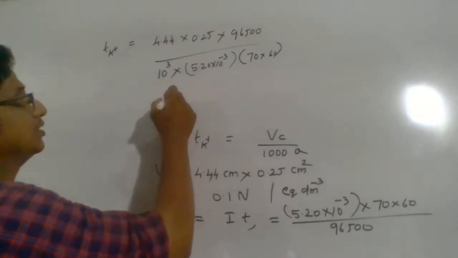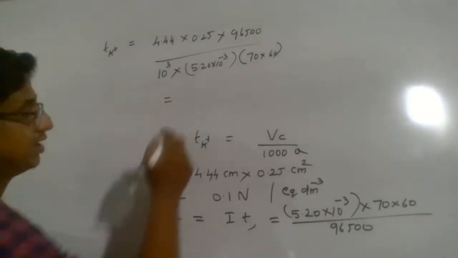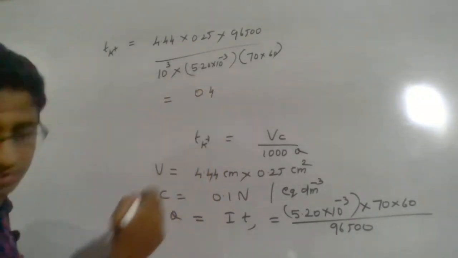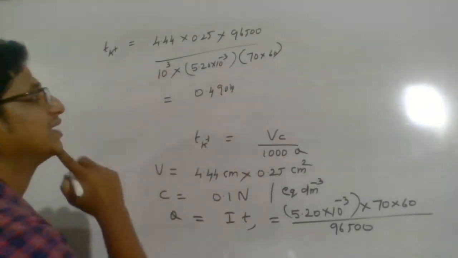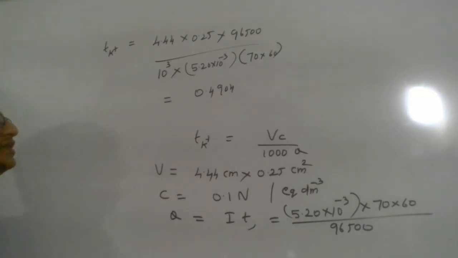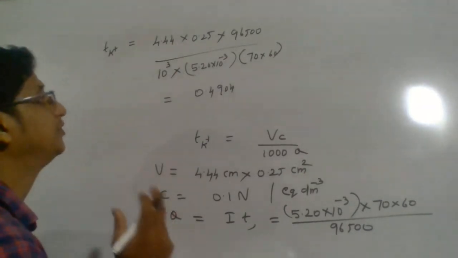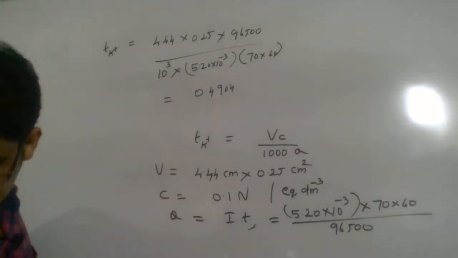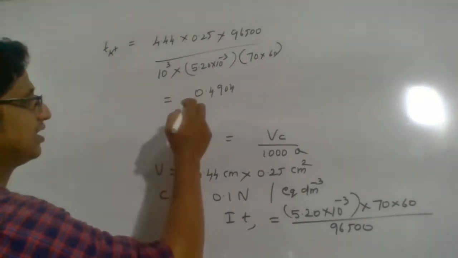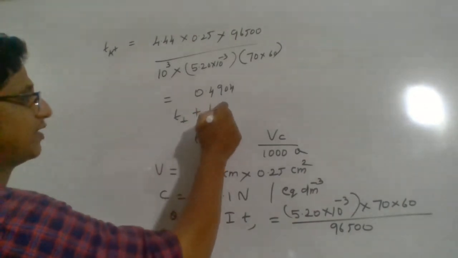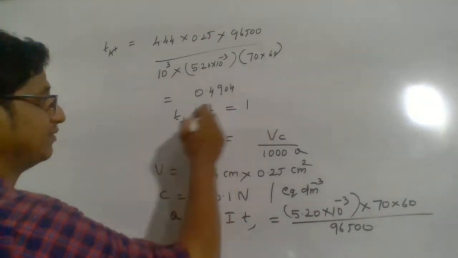So do the calculation, and you will get the transport number of K plus ion as 0.4904. If you want to know the transport number of the anion, 1 minus T K plus will give you the transport number of the anion as well. T plus and T minus will always be equal to 1.